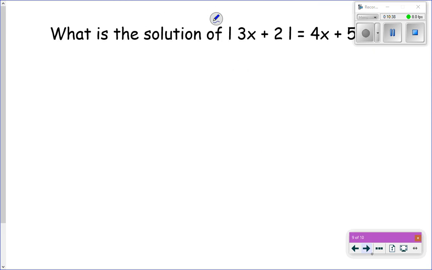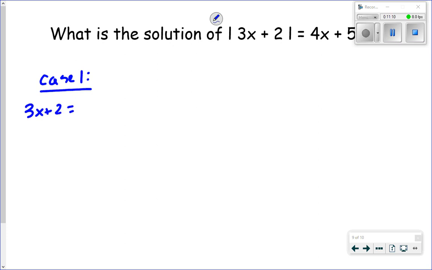Okay, last example. I've got absolute value of 3x plus 2 equals 4x plus 5. So we have to look to see if the absolute value bars are by themselves. There's nothing outside of them on the same side, so I'm ready to set up my two cases. So case 1 looks the same as the original, so 3x plus 2 equals 4x plus 5.